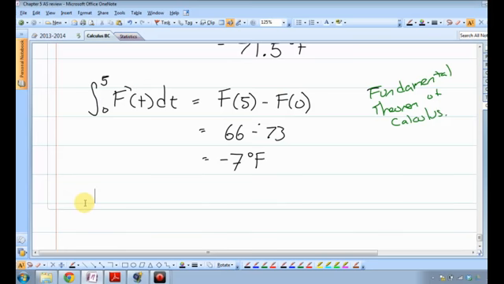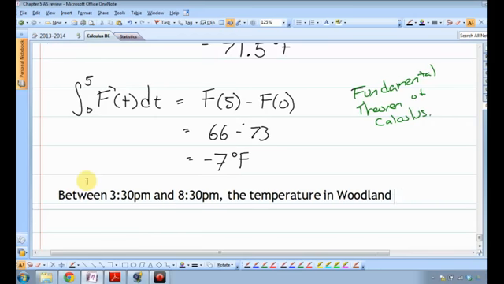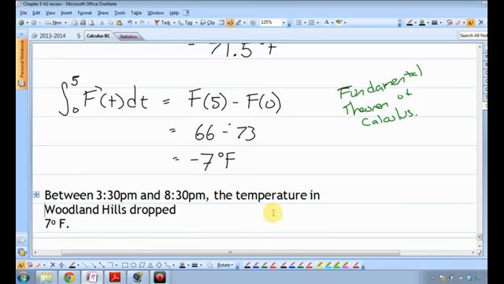Okay. So between 3:30 p.m. and 8:30 p.m., the temperature in Woodland Hills dropped 7 degrees Fahrenheit. Do we have to put this one in detail? Yes, very much understand where you got that.